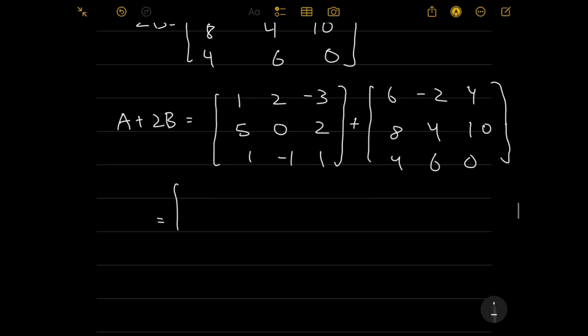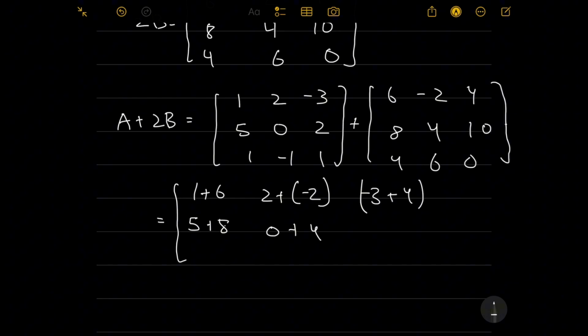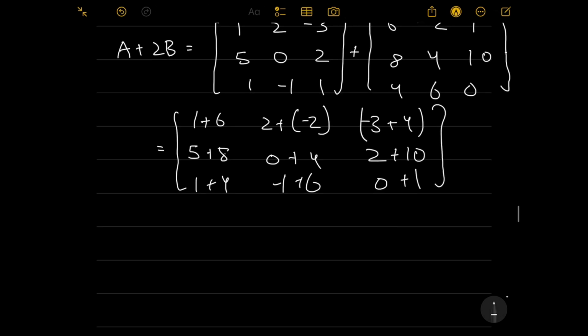So simply add 1 plus 6, then 2 plus minus 2, then minus 3 plus 4, this 5 plus 8, 0 plus 4, 2 plus 10, 1 plus 4 minus 1 plus 6, and 0 plus 1. So 1 plus 6 is 7.